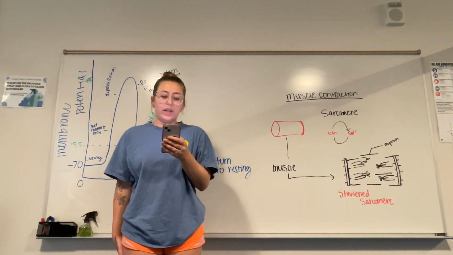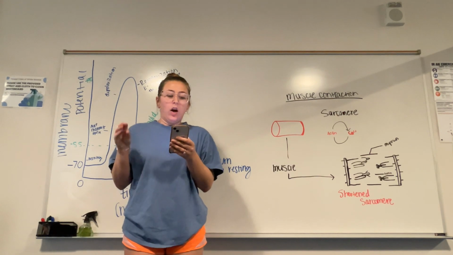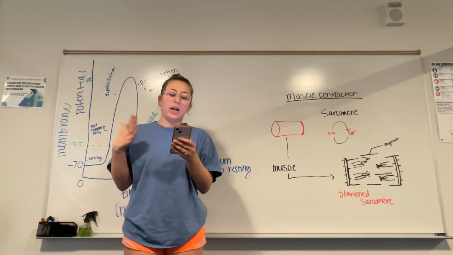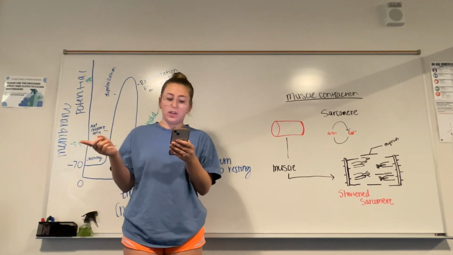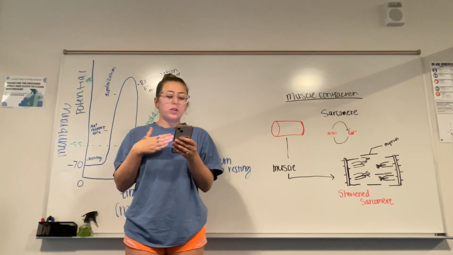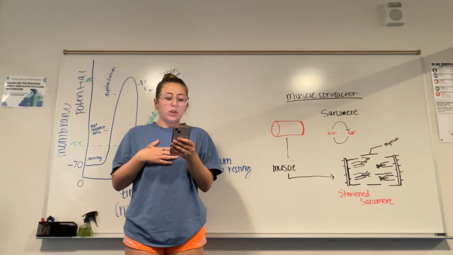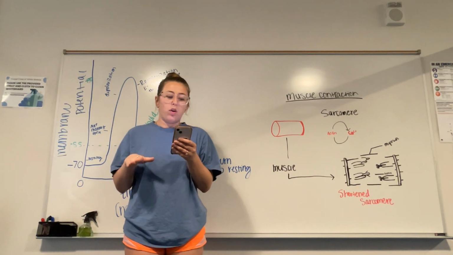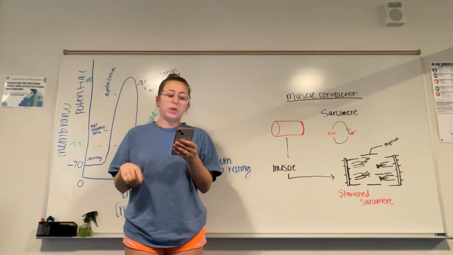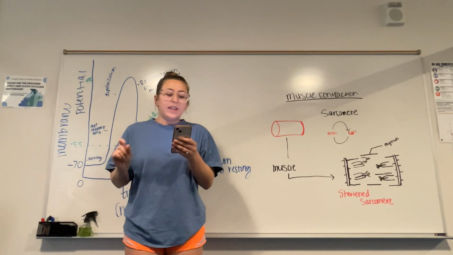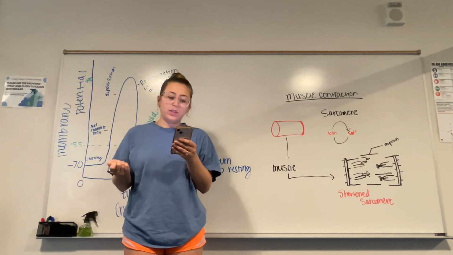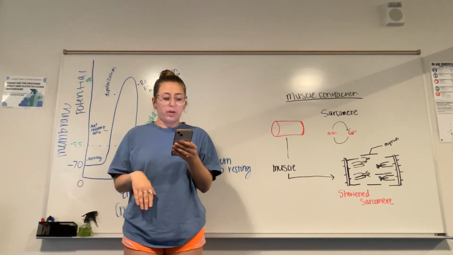The acetylcholine binds to the receptors on the muscle surface, causing an electrical impulse called an action potential to travel along the muscle cell membrane, known as the sarcolemma. But this signal needs to go deeper into the cell to trigger contraction, and that's where T-tubules come in. These structures help the signal dive deep inside the muscle fiber.